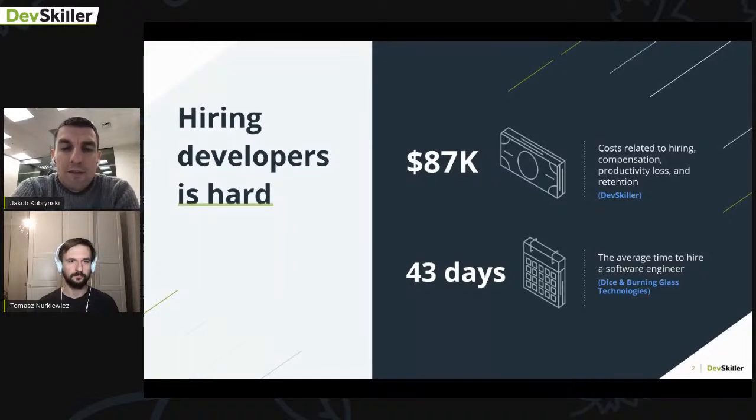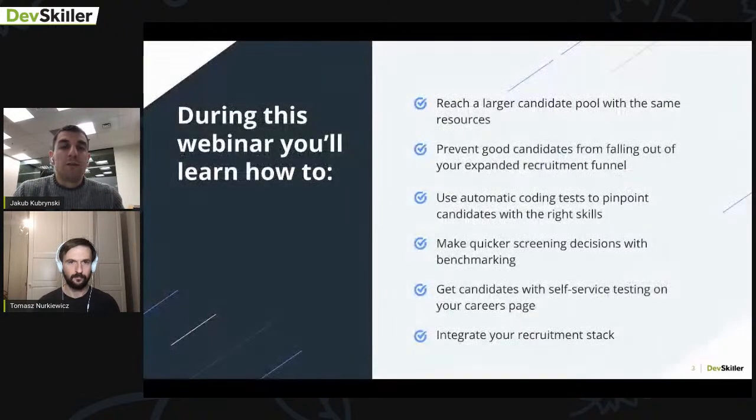And even due to that, or maybe mostly due to that, the average time to hire for a software engineer, according to DICE or Burning Glass Technologies, is 43 days. So it's a lot. And to be honest, what we often hear from our customers or from the companies that we are talking to is that they would love to have 43 days. For them, it's much longer. So now we would like to show you how you can make your process more efficient, so you will make better decisions and you will be able to hire developers faster.